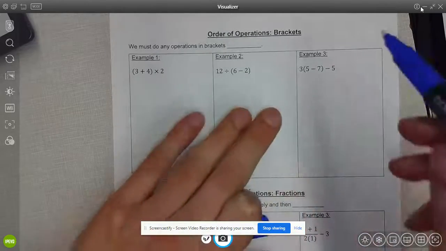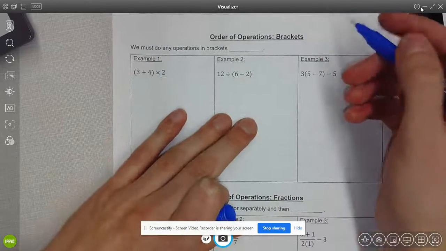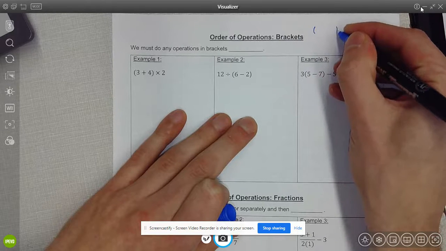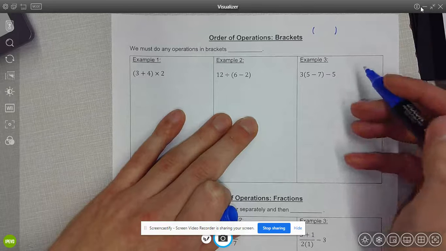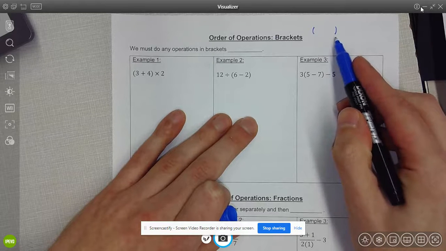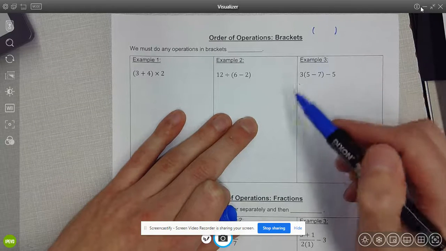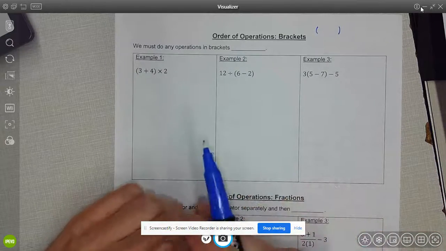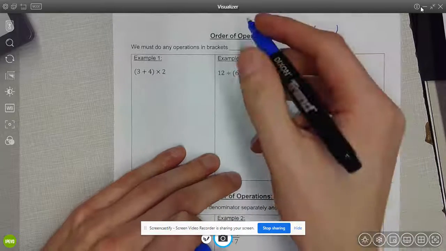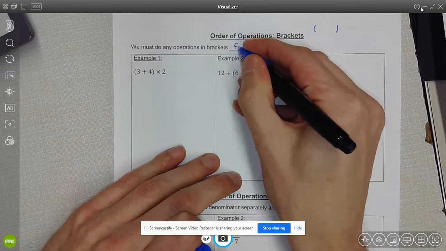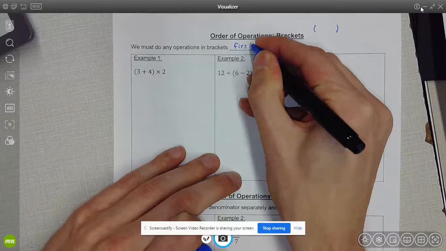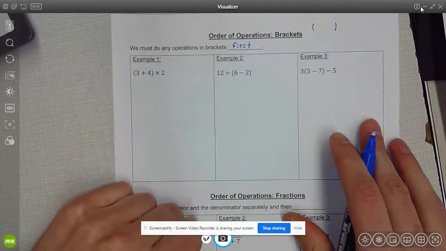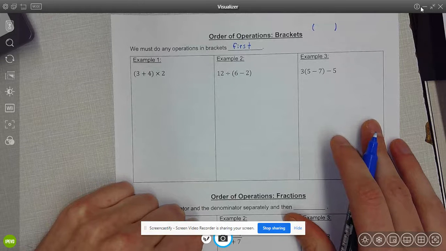So brackets, and we see them in math class, we see them in English class. We always have an open bracket, and it comes in a pair, it comes in a group of two with what we call a closed bracket. So we open and close. Brackets tell us, hey, we need to do whatever is in the bracket first. So before we do anything else, I need to solve what's in the bracket. So I need to do all the operations in the bracket until there's just one number.